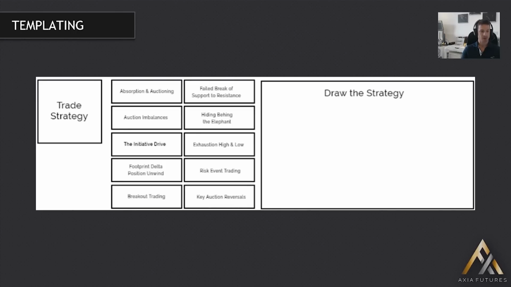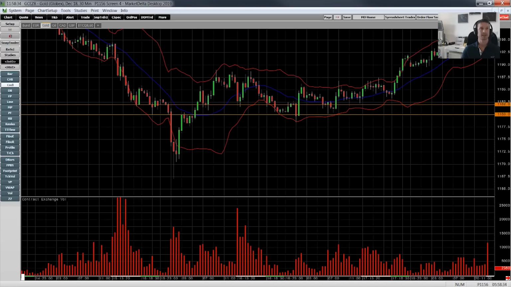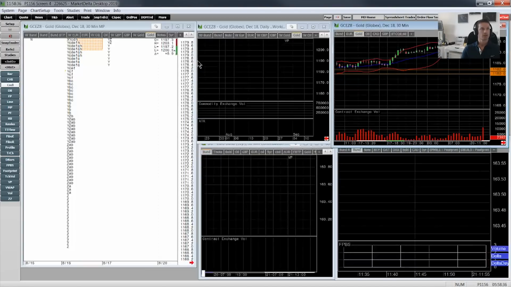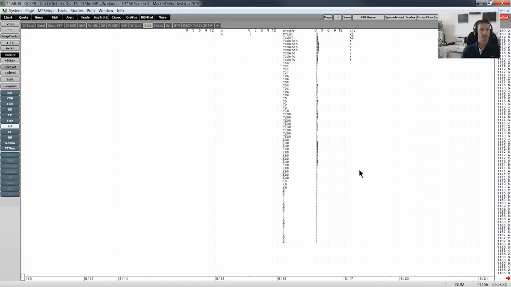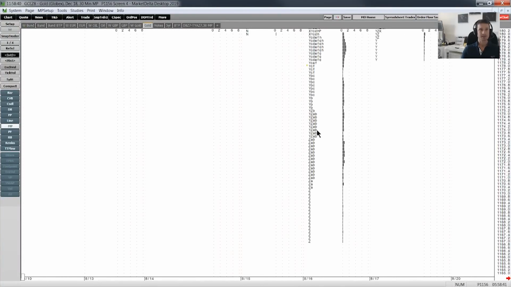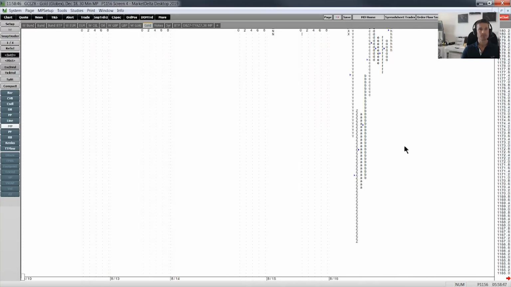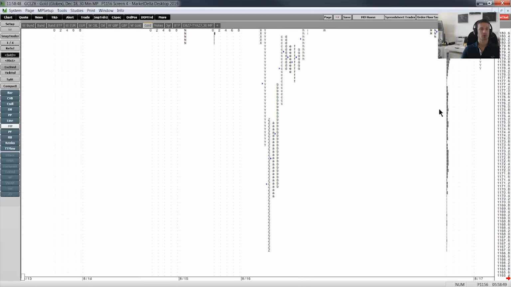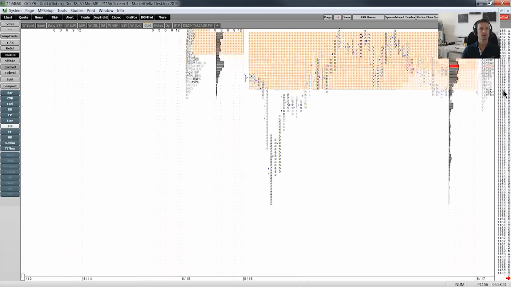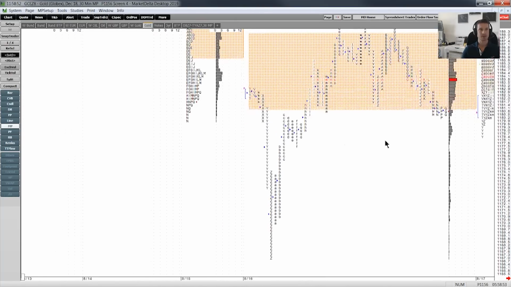Let's talk about the strategy. Let's show you what it looks like so you can learn about it. On the profile I'll start off with, it was the 16th of August. This is the gold futures, GC on most trading platforms. Now, how we observe this in the volume profile course is we talk about TPOs and the size of the TPOs.